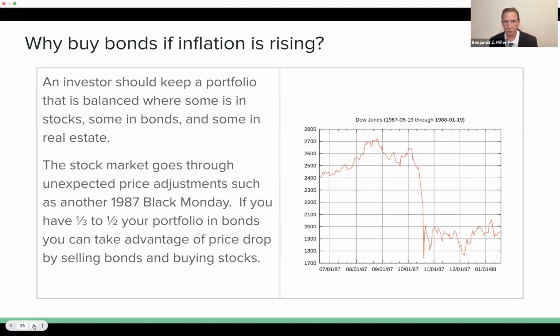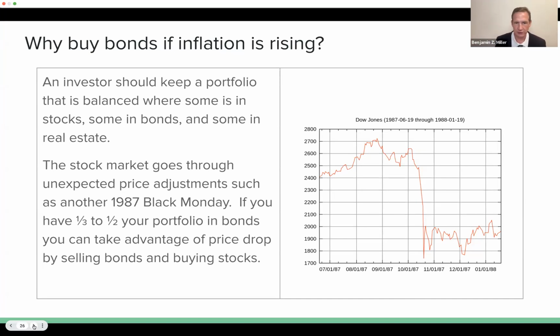So why buy bonds if inflation is rising? Sometimes people will say, oh, I'd never buy a bond. The government's printing money. I'm not going to buy a bond. I'm too smart. They say that all the time. Well, an investor should keep part of their portfolio balanced. If you have 100% of your money in stocks and then the market collapses and you don't have anything in bonds, then you're not going to be able to sell any bonds to buy stocks when the market collapses. So it's a hedging strategy.